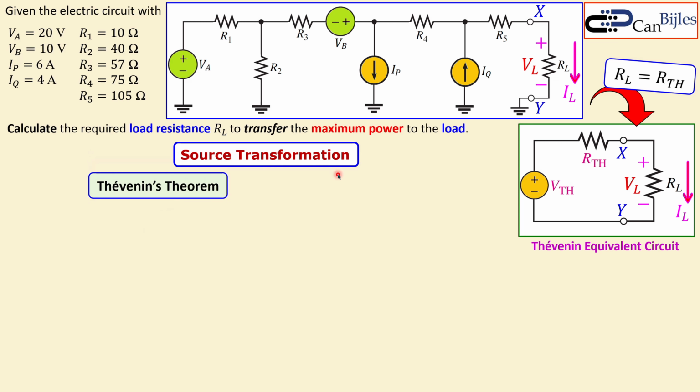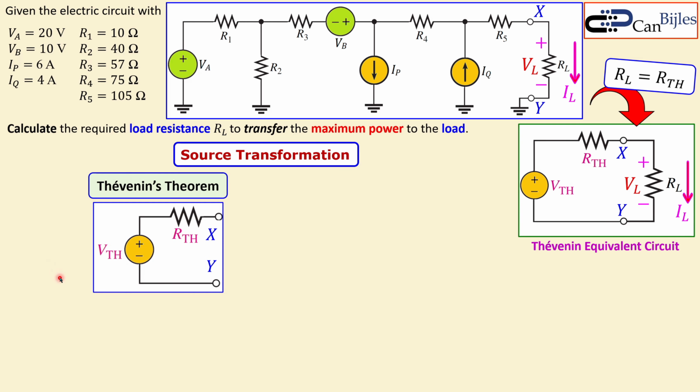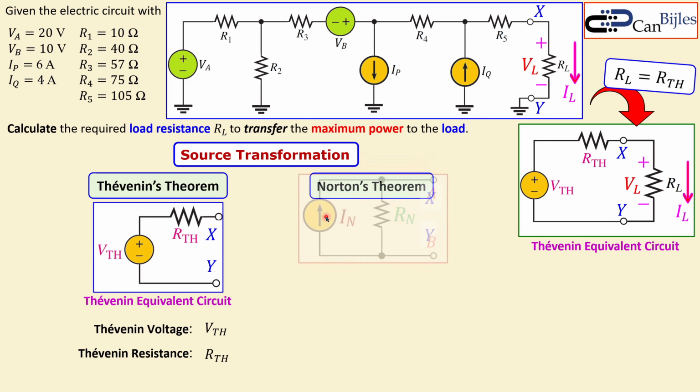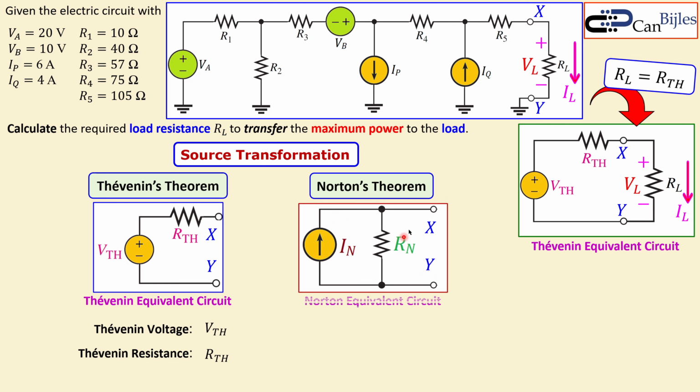You have source transformation between Thevenin's theorem, which says this is the equivalent circuit with its Thevenin voltage and Thevenin resistance. These 2 values we need to determine. But you have also Norton's theorem, which has a current source and a Norton resistance, also between the 2 nodes X and Y. But there is a relationship between these 2 circuits. We can go from left to right and from right to left.